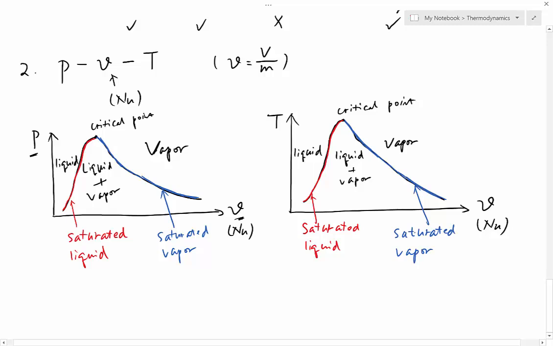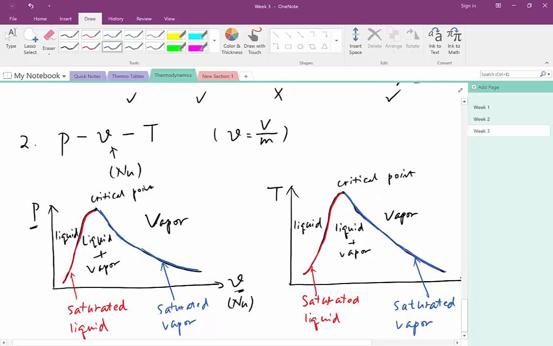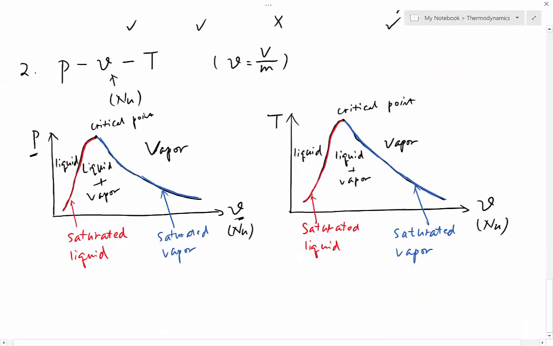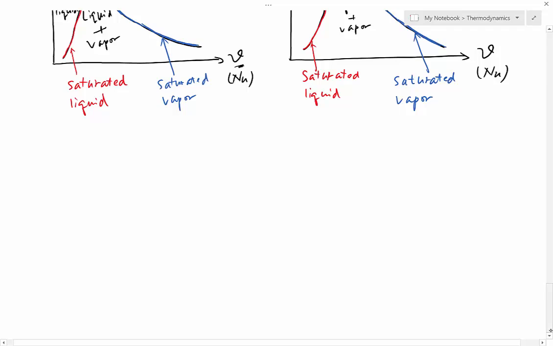Okay, so those are the two diagrams we introduced today. The main purpose of the two diagrams is to help you decide what's the phase of the substance by measuring the properties so you don't have to visually look at it, which may not be possible usually in work.